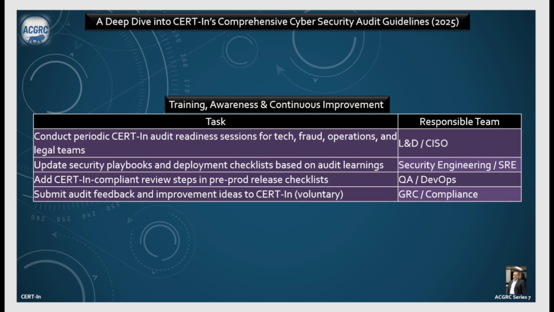Step 2 is to update the security playbook and deployment checklist based on audit learnings, driven by security engineering and SRE leads. Step 3 is to add CERT-In compliant review step in pre-prod release checklist, led by QA and DevOps. The last step in this phase is to submit the audit feedback and improvement ideas to CERT-In while it is voluntary, primarily driven by your GRC or compliance team.